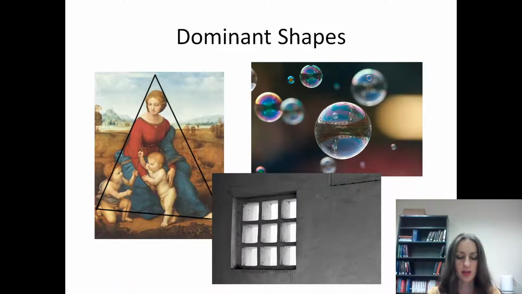Next, we want to talk about dominant shapes. Shapes, just like colors, can sometimes communicate meaning to people. They're not necessarily universal meanings, but they can be. So for instance, circle shapes are found in nature, and they can represent wholeness or completeness or eternity, among other things.